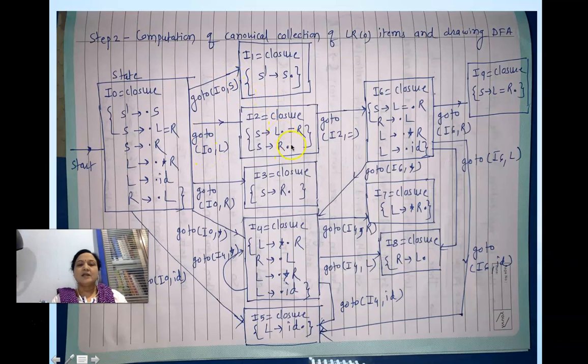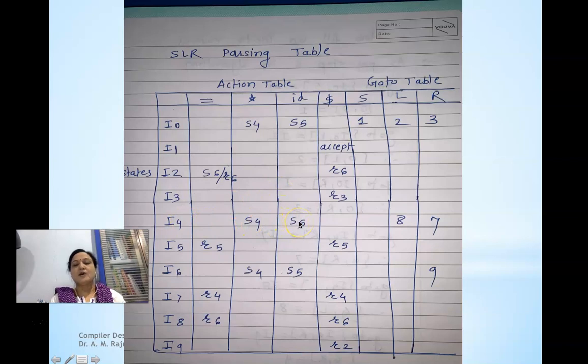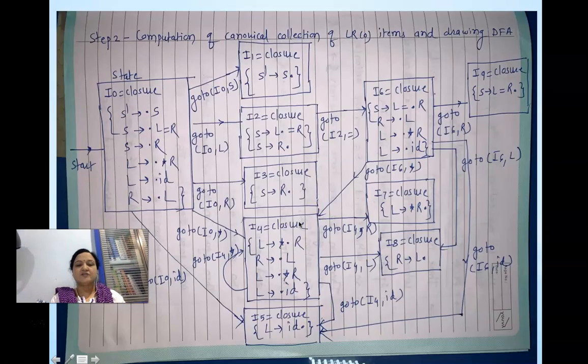Now similarly here we don't have any terminal after the dot, here also we don't have any terminal after the dot. Here after the dot we have star and ID from I4. Where are the transitions going? From I4 on star we are going to I4 itself, and from I4 on ID we are going to I5. So the entries will be I4 comma star equals S4 and I4 comma ID equals S5. These are the shift entries.